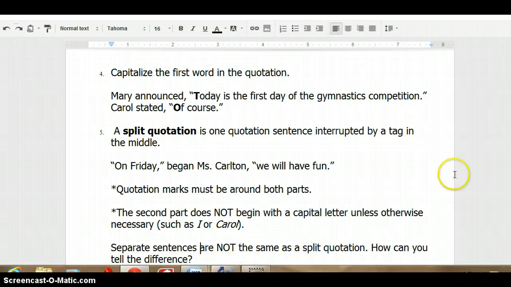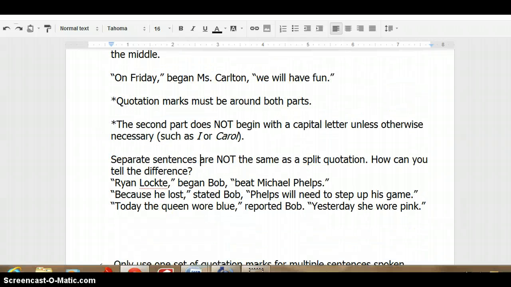And then separate sentences are not the same as a split quotation. Okay? How can you tell the difference? You can tell the difference by removing the tag. So again, like what I did earlier, if you don't have it on a Word document, use your finger. Somehow, visually remove the tag and see, am I dealing with one sentence or am I dealing with multiple sentences?